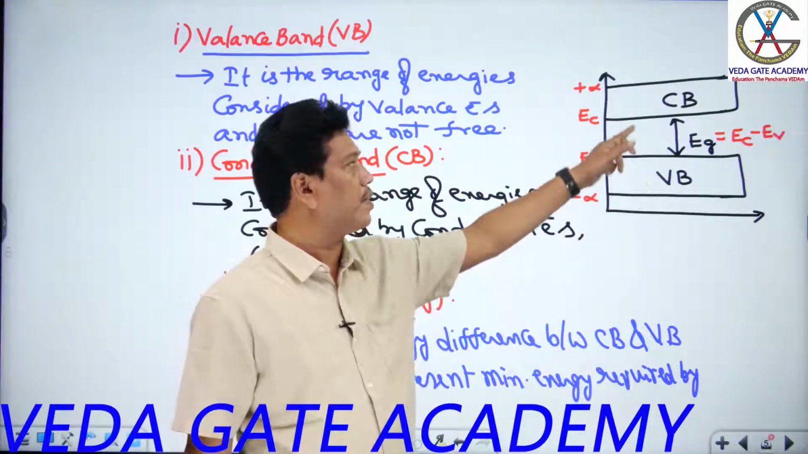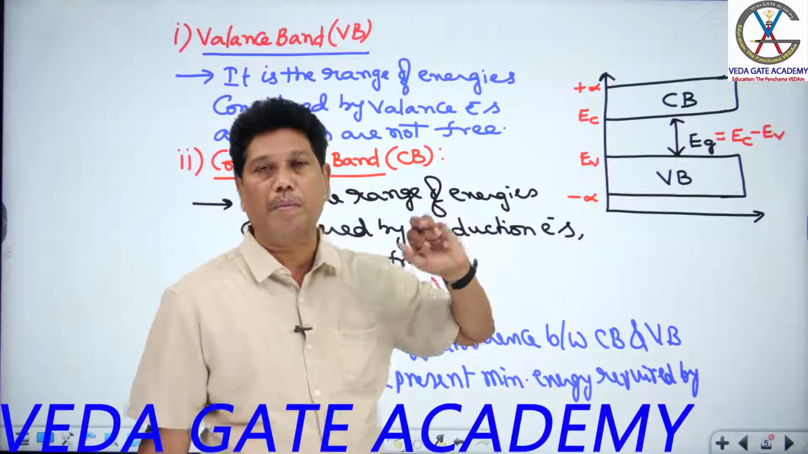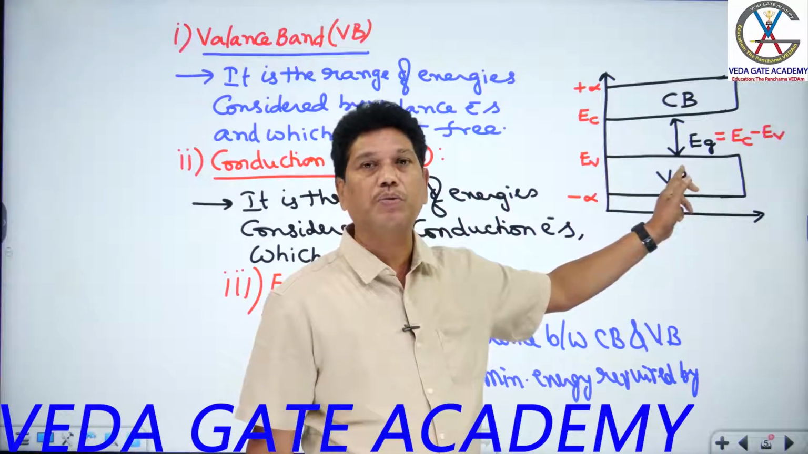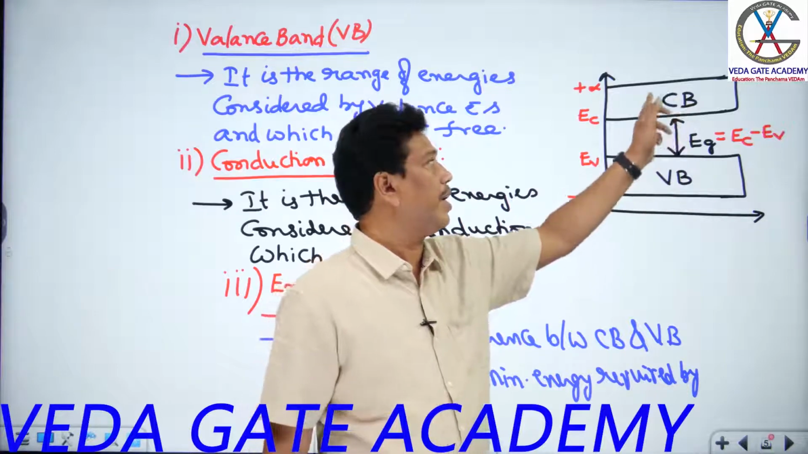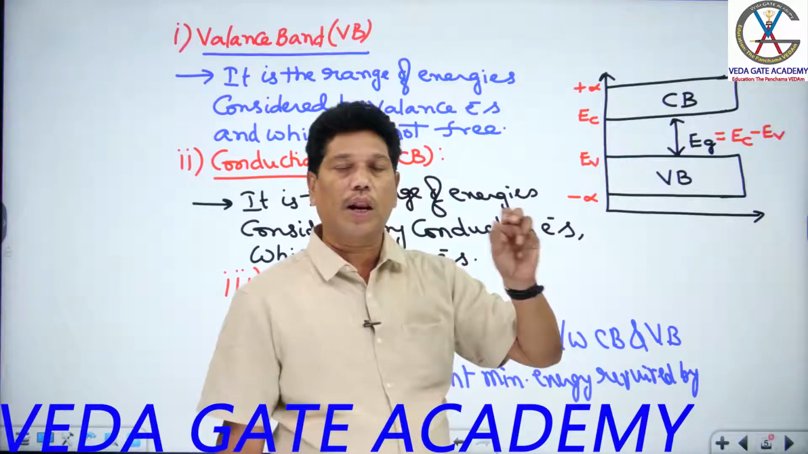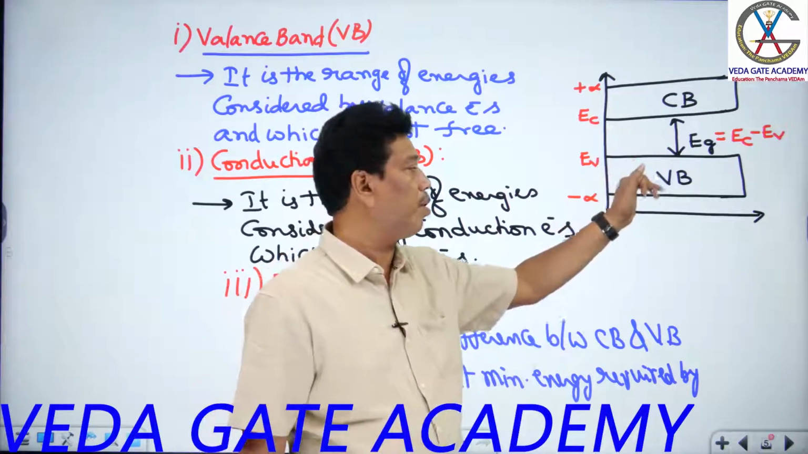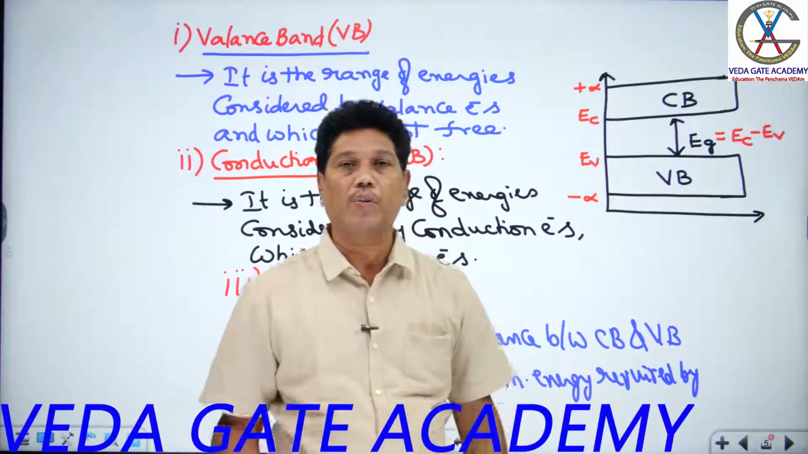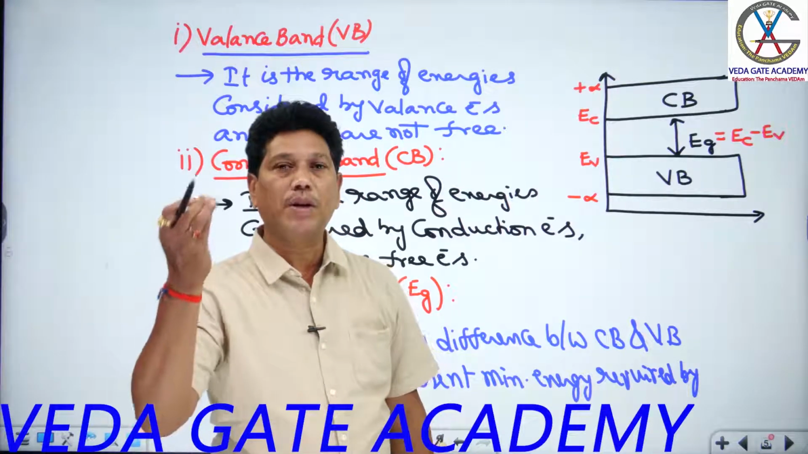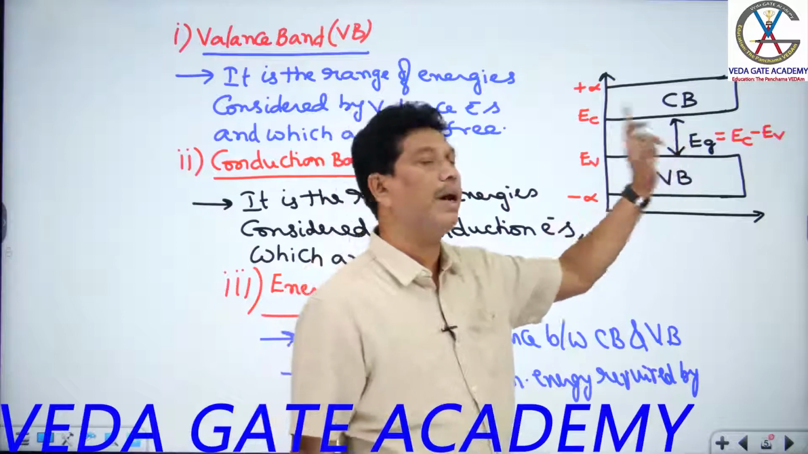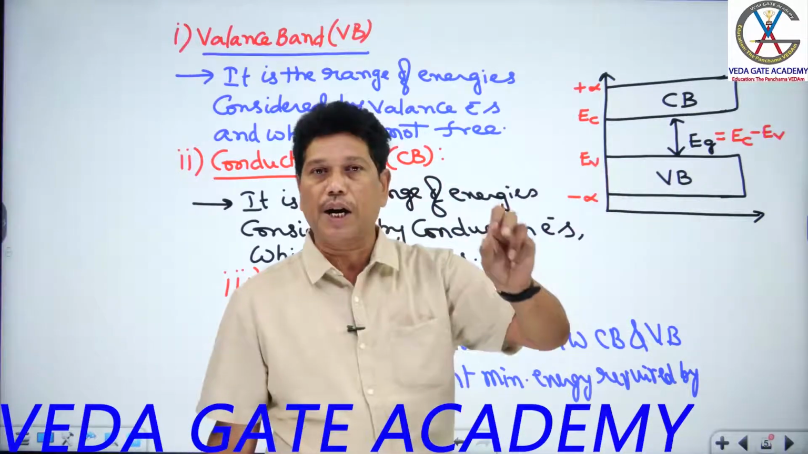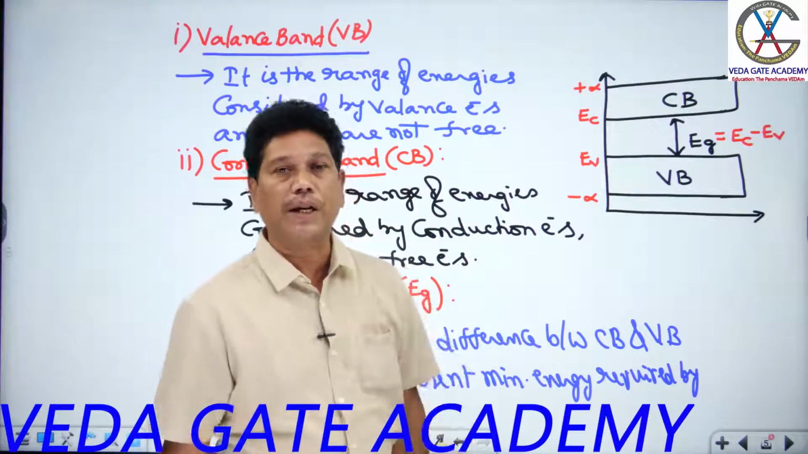It has 3 partitions I told you: valence band, conduction band, and forbidden gap. The valence band is the range of energy associated with the valence electrons, which are not free. The conduction band is the range of energy associated with the conduction electrons, which are 100% free. How can an electron become free? On jumping from the valence to the conduction band. The minimum energy required for that jump is denoted by the energy gap. This energy gap size changes for conductor, insulator, and semiconductor, I told you.